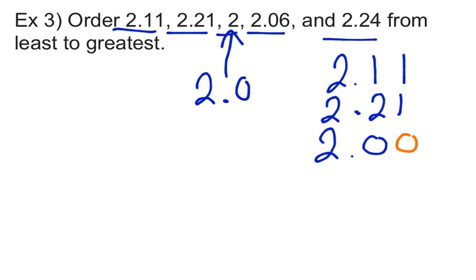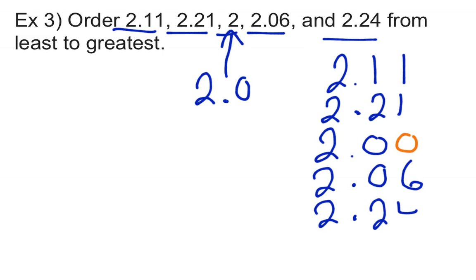Okay, on to the next number, 2.06. Again, I start with the decimal point, 2.06. Okay, and then finally 2.24 is the last one. I'm going to stack them all on top of each other, and now I can start comparing. Again, here's my decimal points. They should make a straight line when I line up.